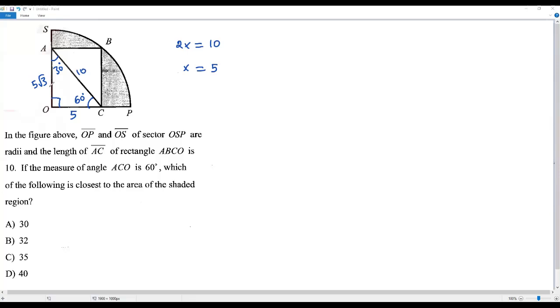Okay, now we have the lengths of all three sides of this special right triangle. So here this is 5 and this is 5 times square root of 3. So we can consider OC as the length of the rectangle and OA as the width of the rectangle.